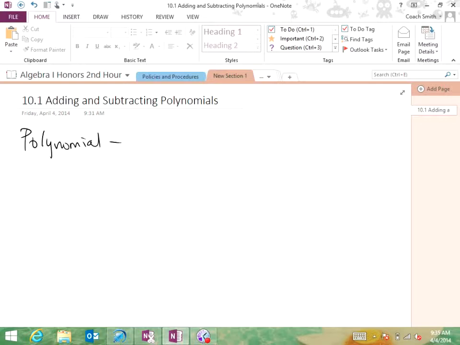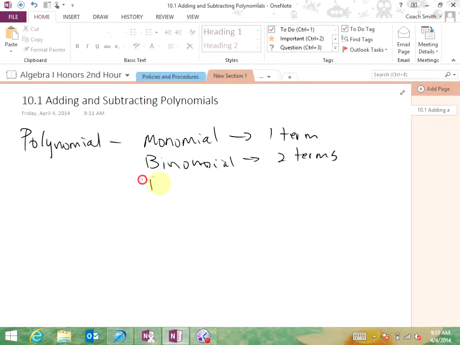Chapter 1 and Chapter 2 in this book, okay? But there are different types of polynomials. There is a monomial, which is one term. There is a binomial, which is two terms. There's a trinomial, which is three terms.